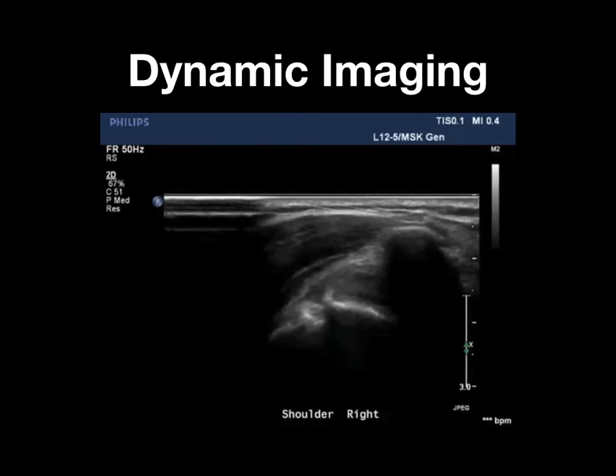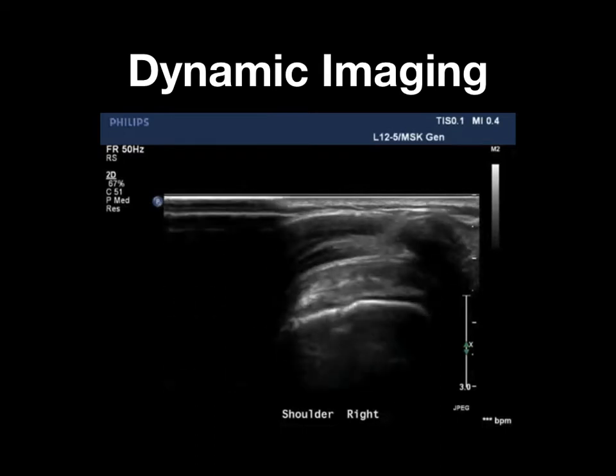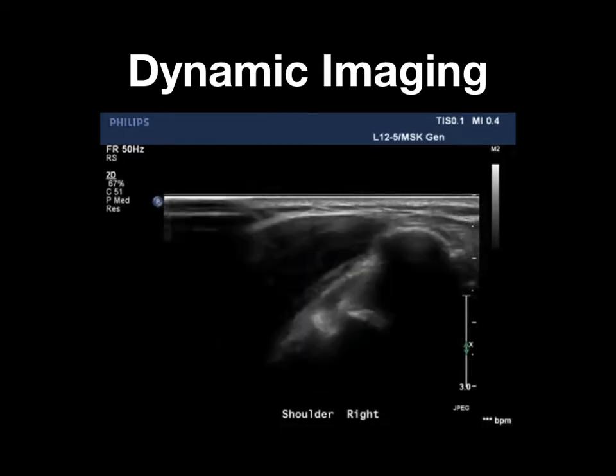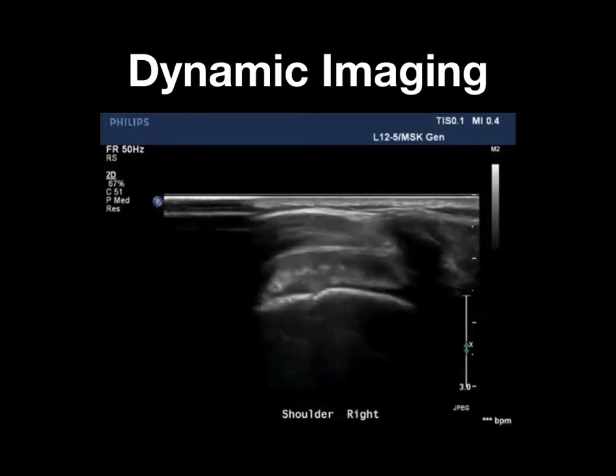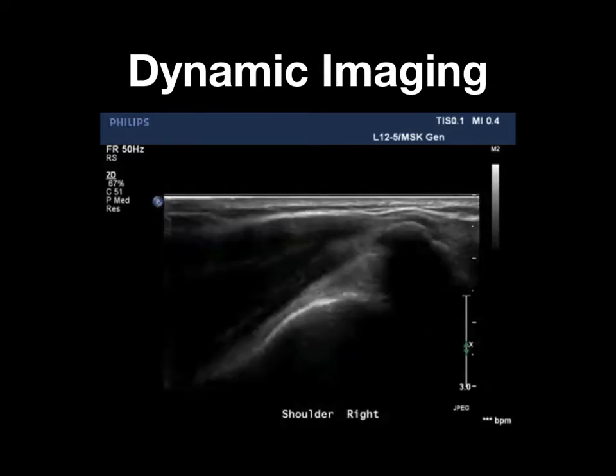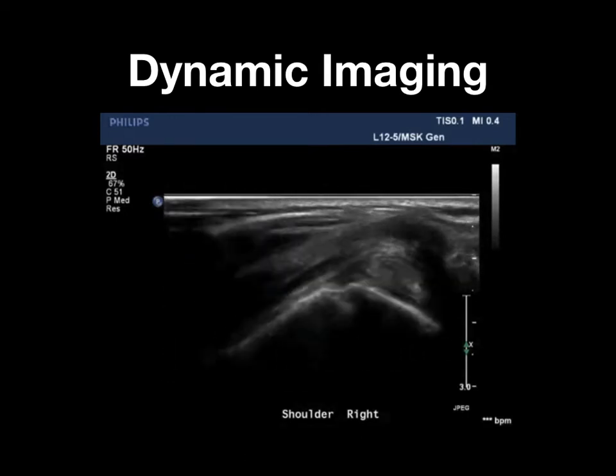In the image here, notice that the shoulder is being internally and externally rotated as the rotator cuff is visualized. This view would be useful to evaluate for a partial or complete tear of the rotator cuff.